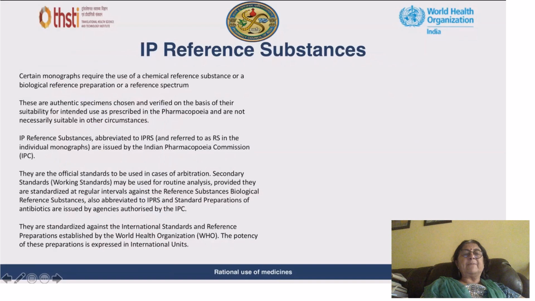These are authentic specimens chosen and verified on the basis of their suitability for intended use as prescribed in the pharmacopoeia, and not necessarily suitable in other circumstances. IP reference substances, abbreviated to IPRS, referred to as an RS in the individual monographs, are issued by the Indian Pharmacopoeia Commission, IPC. They are the official standards to be used in cases of arbitration.